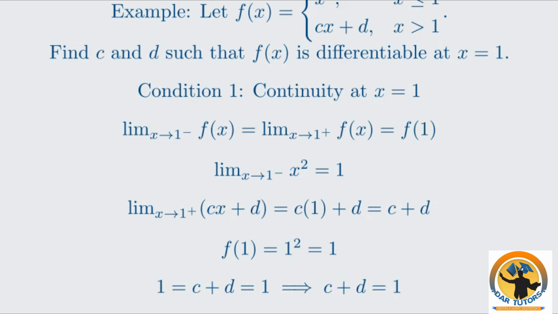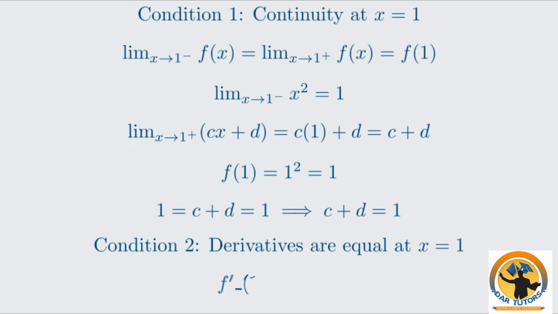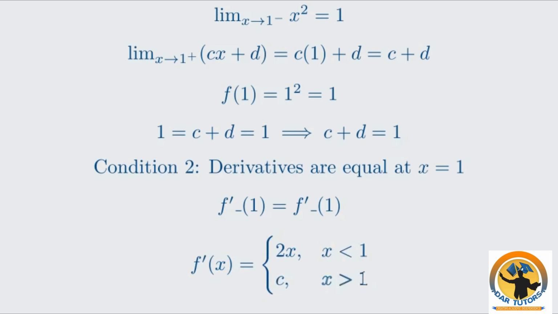Now for the second condition. The derivatives must be equal. We need the left-hand derivative to equal the right-hand derivative at x equals 1. First, let's find the general derivative for each piece of the function. The derivative of x squared is 2x. The derivative of cx plus d is c.